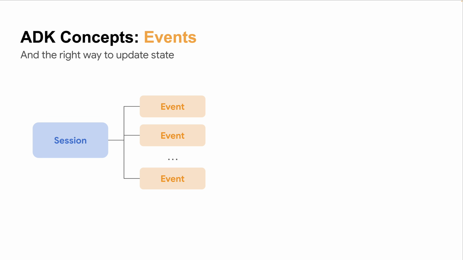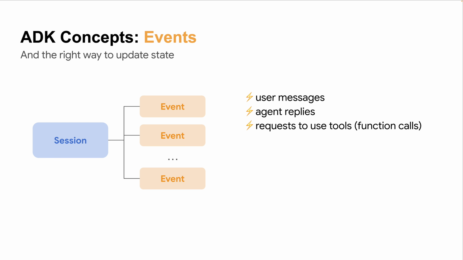An event in ADK is an immutable record representing a specific point in the agent's execution. An event can be user messages, agent replies, requests to use tools or function calls, tool results, state changes, control signals, and errors. Events are a central concept in ADK because they serve as the standard message format between the user interface, the runner, agents, LLMs, and tools. Everything flows as an event, including state changes.